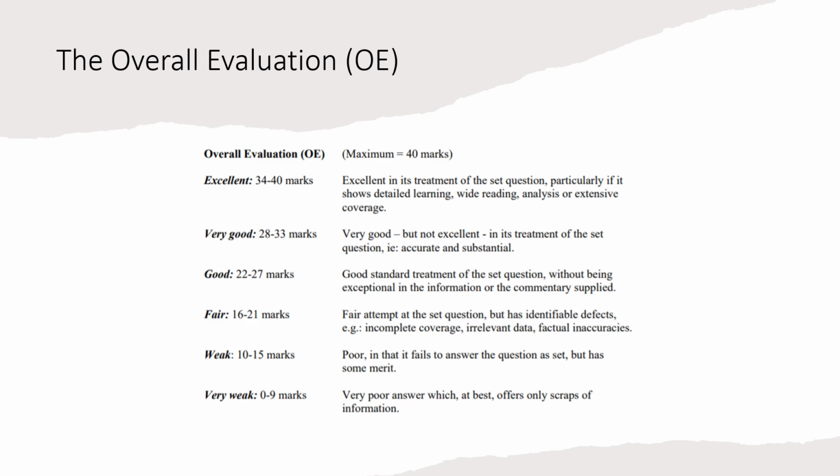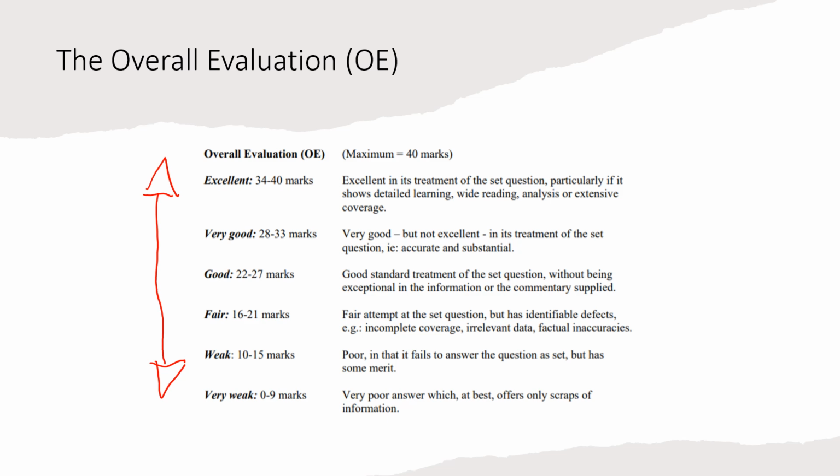Just to show you what the overall evaluation looks like from an examiner's perspective, this is a screenshot taken from the marking scheme. Once again, our overall evaluation is marked on a sliding scale, except our sliding scale this time is marked from 0 to 40. So you'll see we have our different descriptors, once again from excellent to very weak, and the sliding scale goes from 0 to 40, as I said. So the examiner will read your essay.